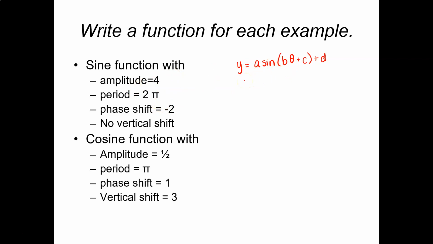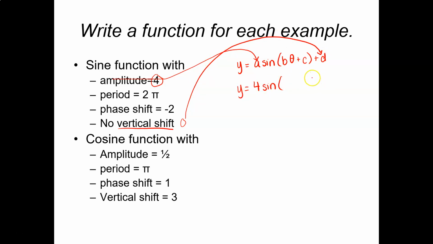So some of this is pretty easy to fill in. Amplitude is very simple. It just goes right here. So y is going to equal 4 times sine of, we're going to have something in here. Vertical shift is also easy. In this particular case, we don't have one, which means we got 0. It goes over here as your d.